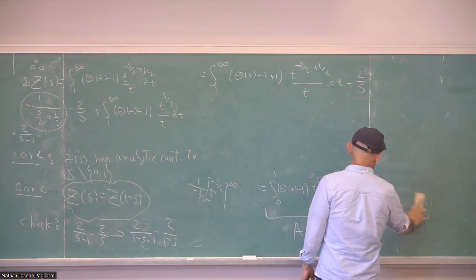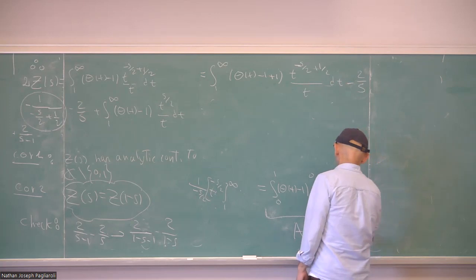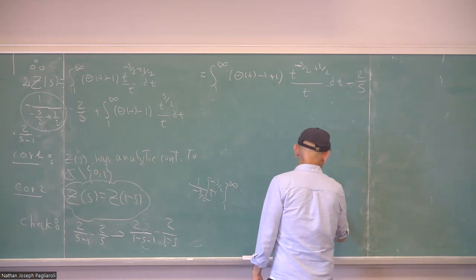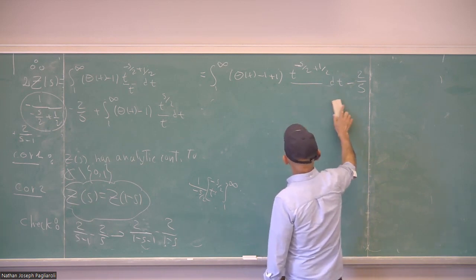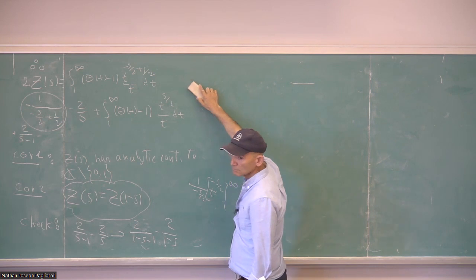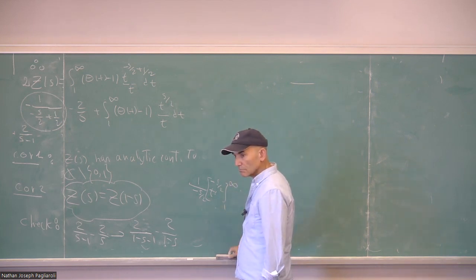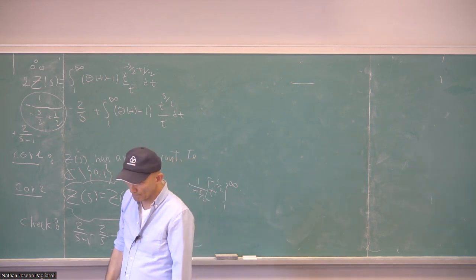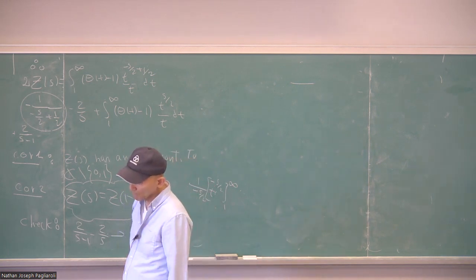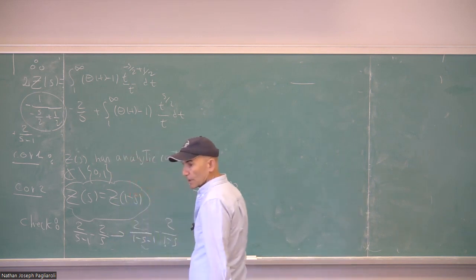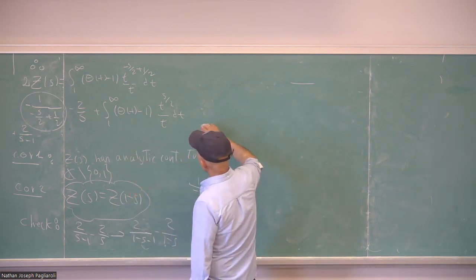So let's check now. Over 2 plus 1/2 as 1 minus s. Plus half. Oh, that helps, you think? Okay. It's very clear. Yeah, sure.